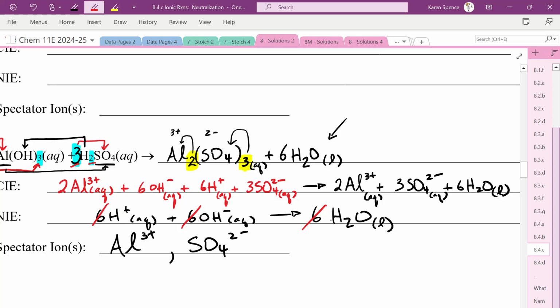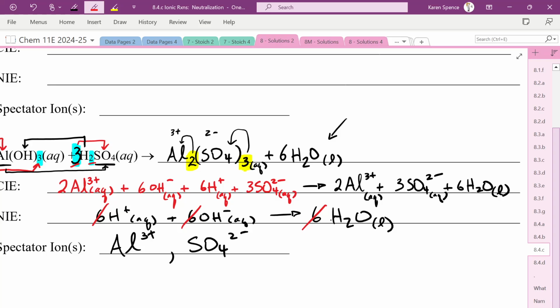I screwed up. I separated my 2 H's from my SO4. It should have been H plus and HSO4 minus. Oh, well, you know what? Honestly, AP doesn't care. They'll take both. I've seen them take both in their answer key. They're like, it's okay. So we'll just say it's okay for us also. I know it bothers me too. It does not make sense, Tony.